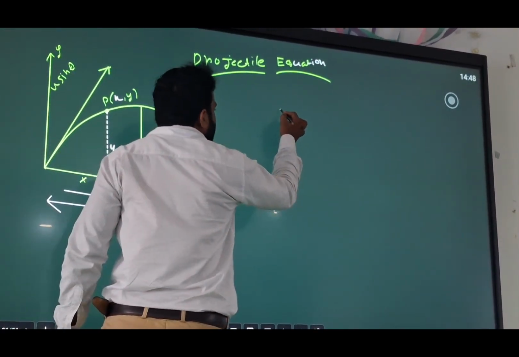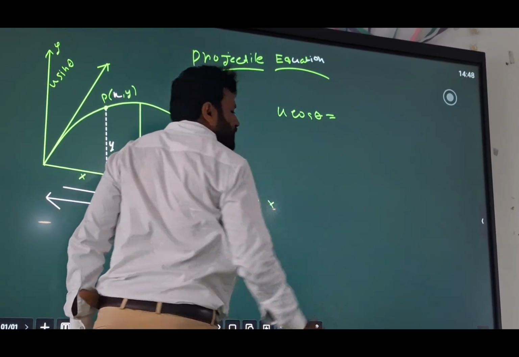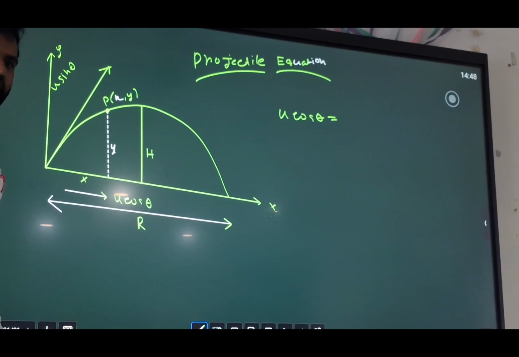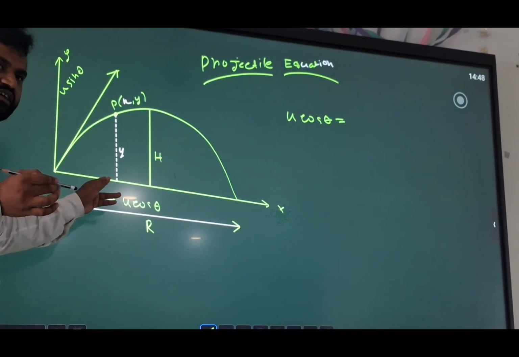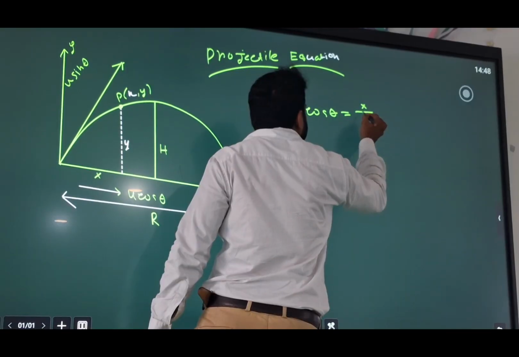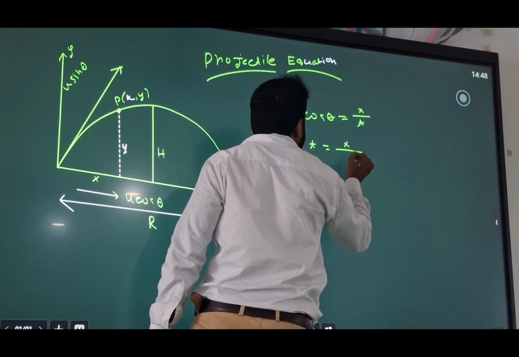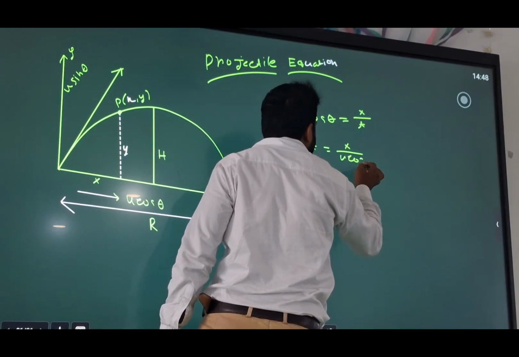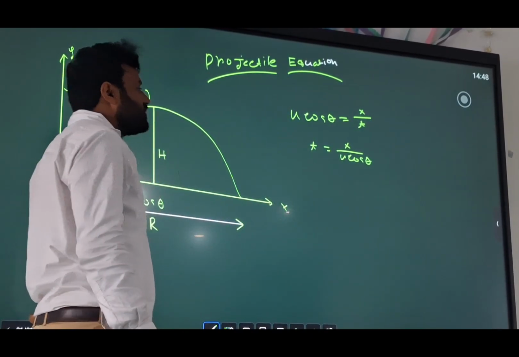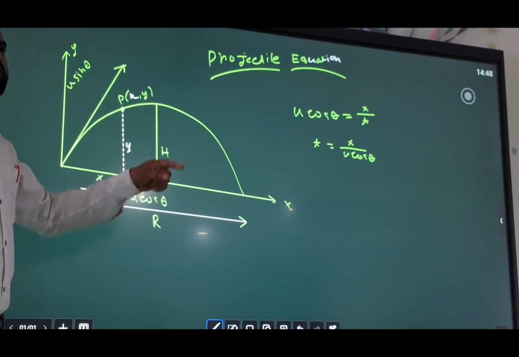So u cos theta, speed means distance by time, and distance is x and time is small t. So u cos theta equals x divided by t, so t equals x divided by u cos theta. Clear? t equals x divided by u cos theta.